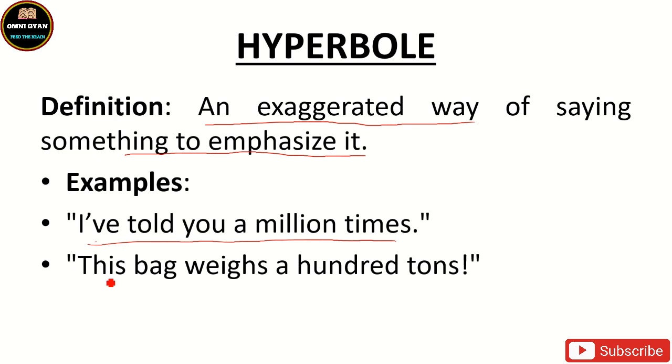Okay, then you say another example, this bag weighs 100 tons. You can never carry 100 tons, but somebody is carrying a bag which is very heavy. Now 100 tons here means very heavy. I'm trying to explain how heavy the bag is, so I use such a sentence that the bag weighs 100 tons. Okay, 1 टन उठाना ही impossible है, but ये एक बात करने का तरीका है. When we are trying to explain something, ये एक बात करने का तरीका है, we use hyperbole.